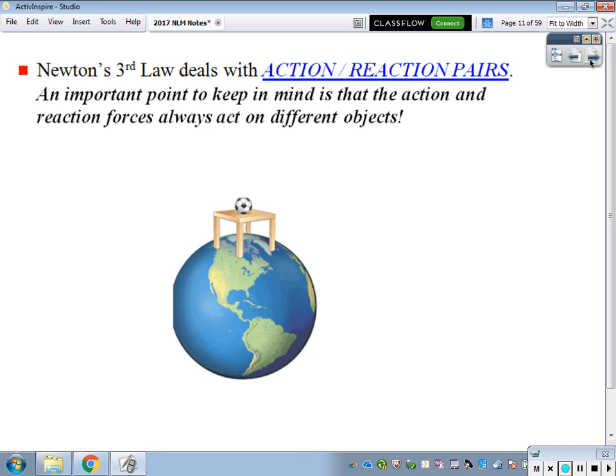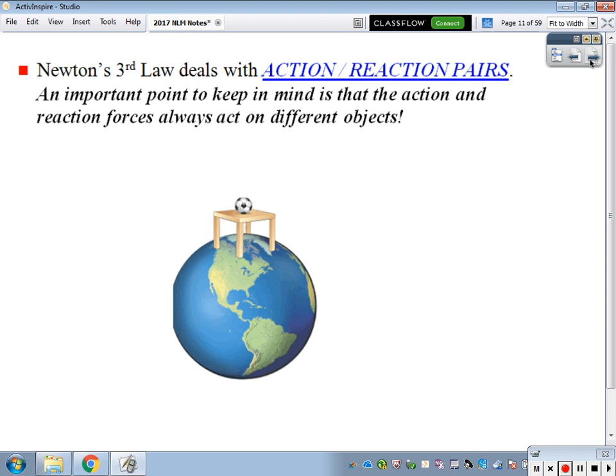Does the table push down onto the earth? Yes. With an equivalent force of the combined weights of the soccer ball and the table pushing down onto the earth. So if we just make up, let's say it's 100 newton weight for the table and 10 newtons for the soccer ball, how much is our force that's pushing down onto the earth? 110 newtons, correct? With what quantity of force is the earth going to then push back up onto the table? 110 newtons. So you're kind of seeing how that works.